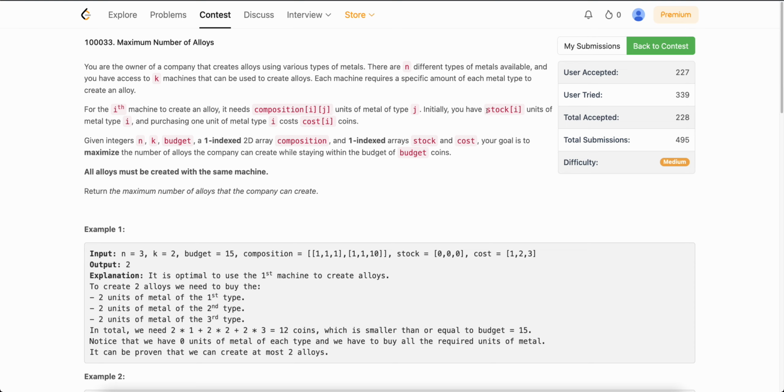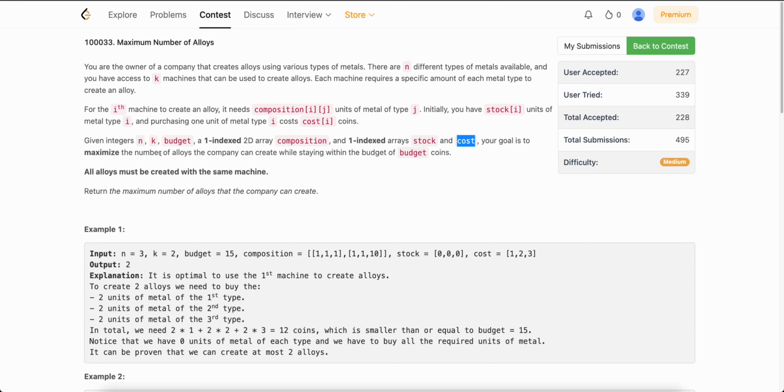Initially, you have a stock. Stock of i denotes the amount of the ith metal you have initially, and you are also given a cost array which denotes the cost to purchase 1 unit of the ith type of metal. So in total you are given these things: n, the number of metals, k, the number of machines, the budget that you have, and the composition array. Basically, for each machine you are given the composition of metal it requires to create an alloy, and you are given stock and cost, which denote the initial stock that you have and the cost required to purchase 1 unit of metal if you want.